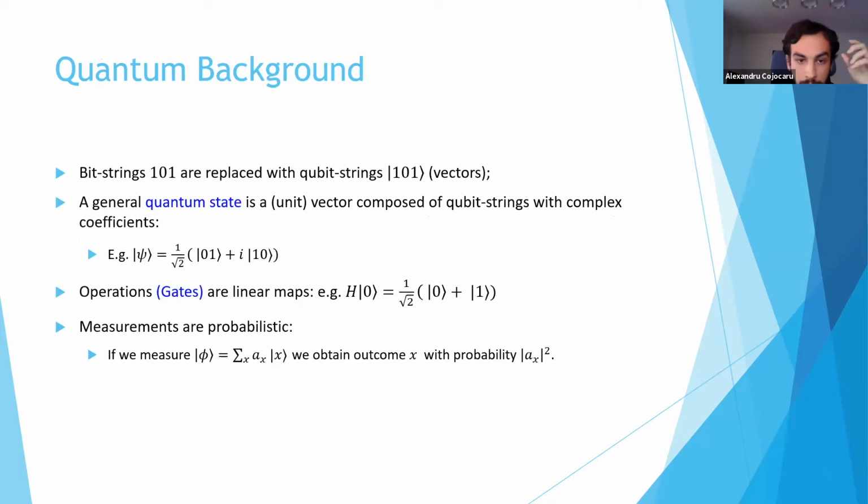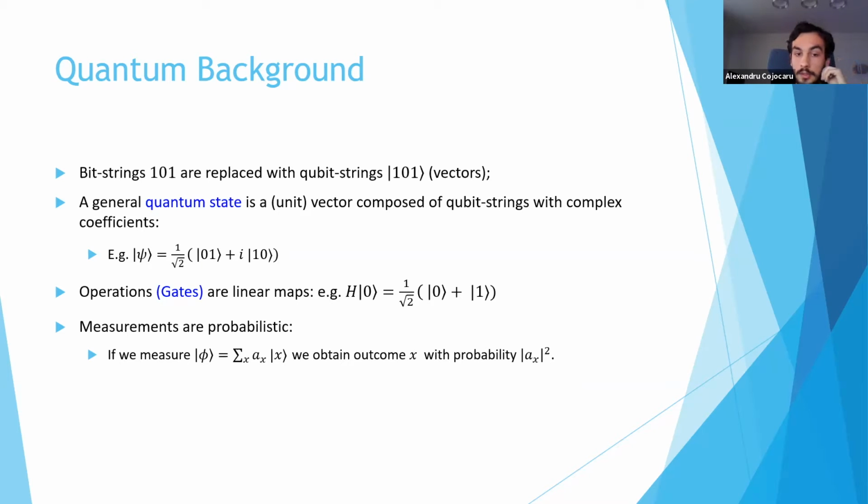So firstly, I would like to give some very quick quantum background. As we have bit strings in classical computers, in quantum computers we have qubit strings, which can be thought of as vectors. And then a general quantum state is basically just a unit vector, composed of qubit strings having complex coefficients. Such an example is the state psi, which is a superposition between the state 01 with coefficient 1 over square root of 2, and the state 10 with coefficient i over square root of 2.